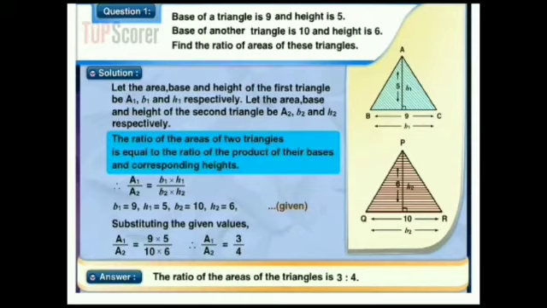Substituting the given values, we get A1 upon A2 is equal to 9 into 5 upon 10 into 6. After doing the cancellation work, we get A1 upon A2 is equal to 3 upon 4. Therefore, the ratio of the areas of the triangles is 3:4.